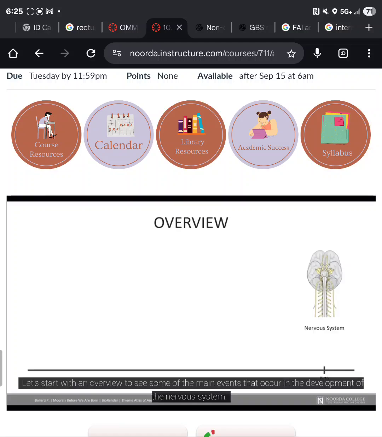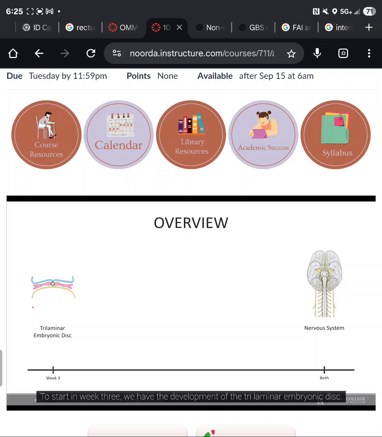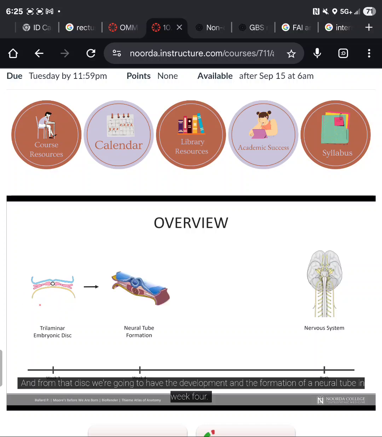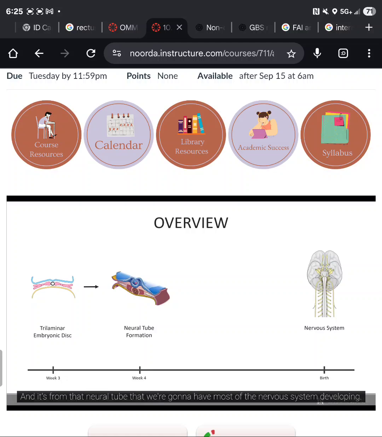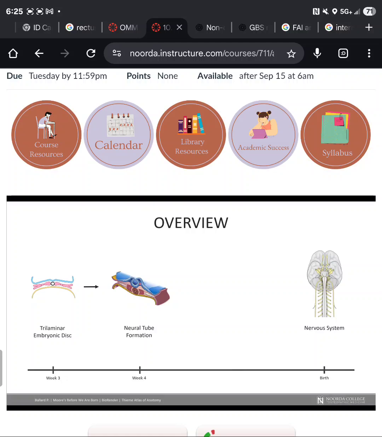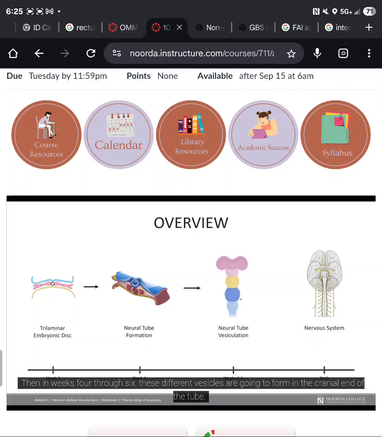Let's start with an overview to see some of the main events that occur in the development of the nervous system. To start, in week 3, we have the development of the trilaminar embryonic disc. And from that disc, we're going to have the formation of a neural tube in week 4. And it's from that neural tube that we're going to have most of the nervous system developing. Then in weeks 4 through 6, different vesicles are going to form in the cranial end of the tube, and that will eventually become the brain. And then finally, at birth, we're going to have the fully formed nervous system. So that is our overview.